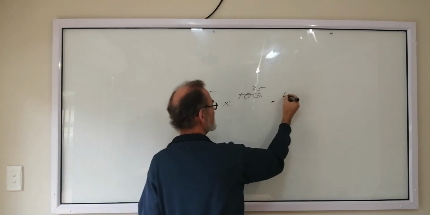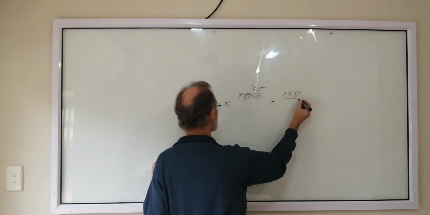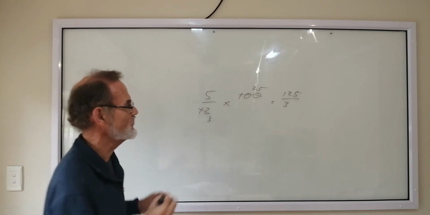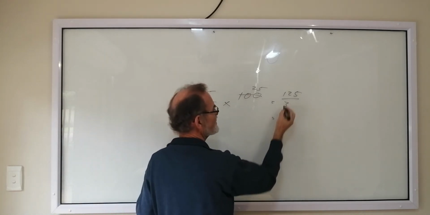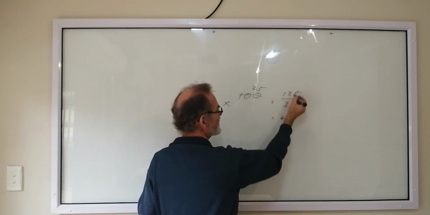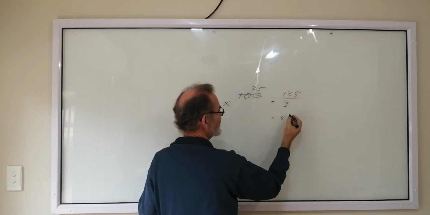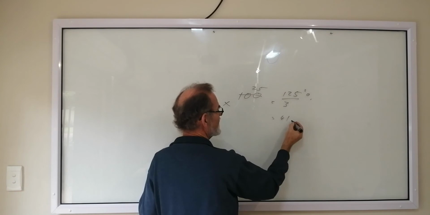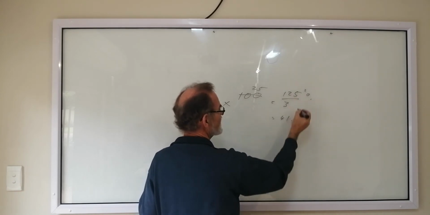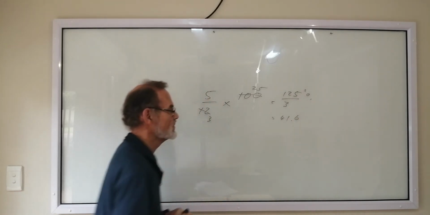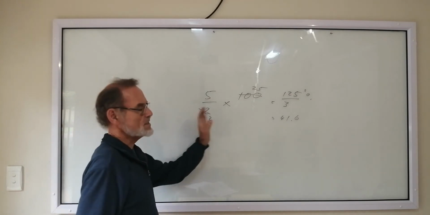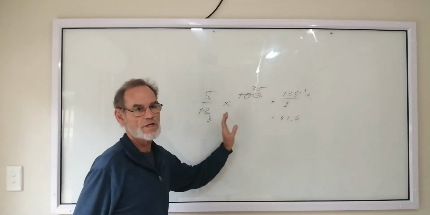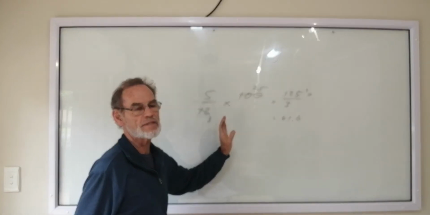So that becomes 125 over 3. And you can divide that out if you want to. 3 goes into 12 4 times. 3 goes into 5 once, and you've got 2 left over. And you put a decimal point there. 3 goes into the 20, 6 times. So there's no problem in doing this when you can't get an exact whole number.